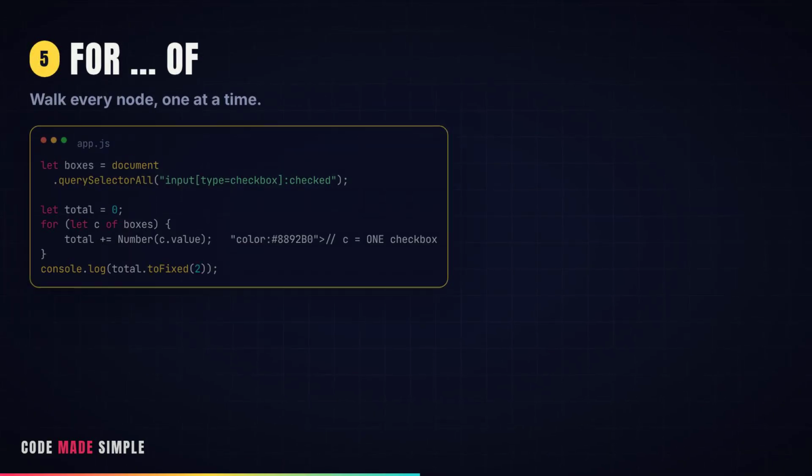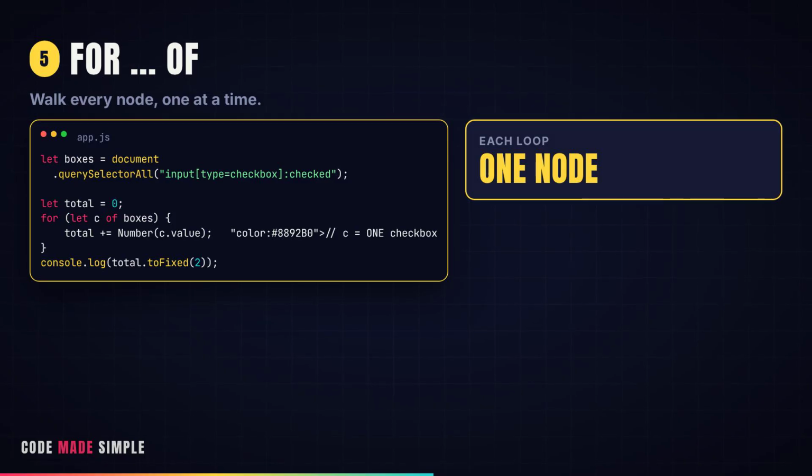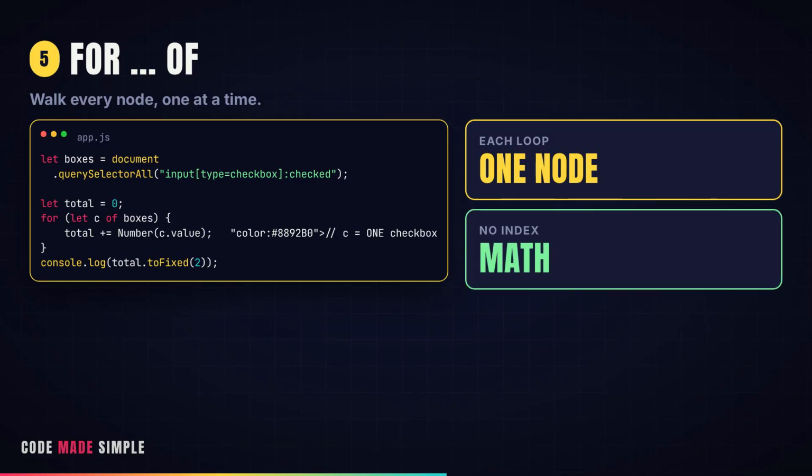Now the magic move. for...of walks through every node one at a time. Inside the loop, the variable is one checkbox. You read its value, add to a total, whatever you need. Clean, simple, no index math.